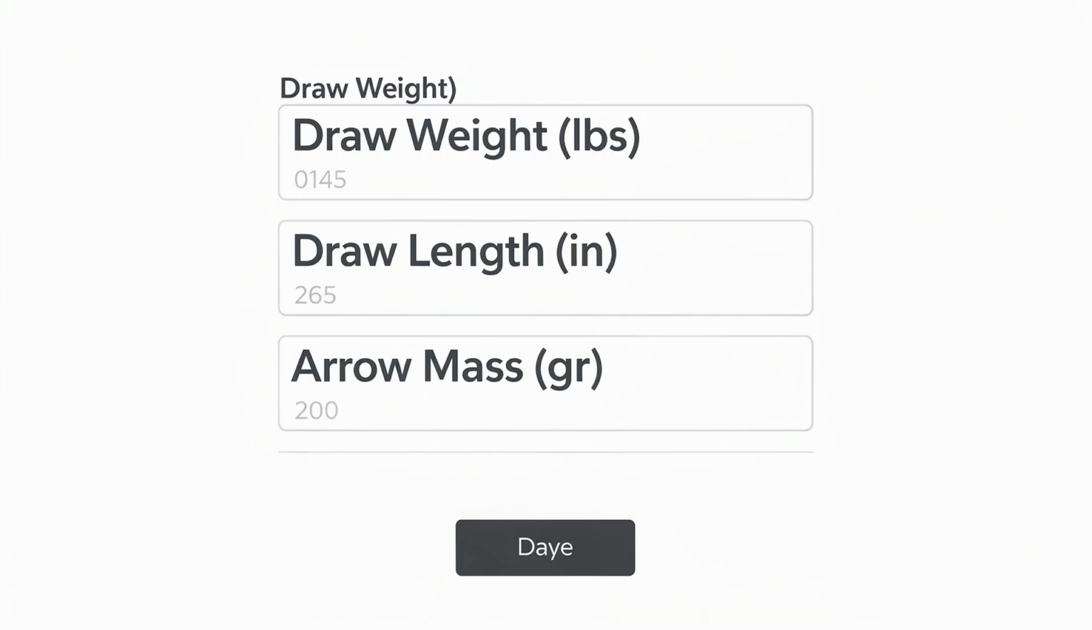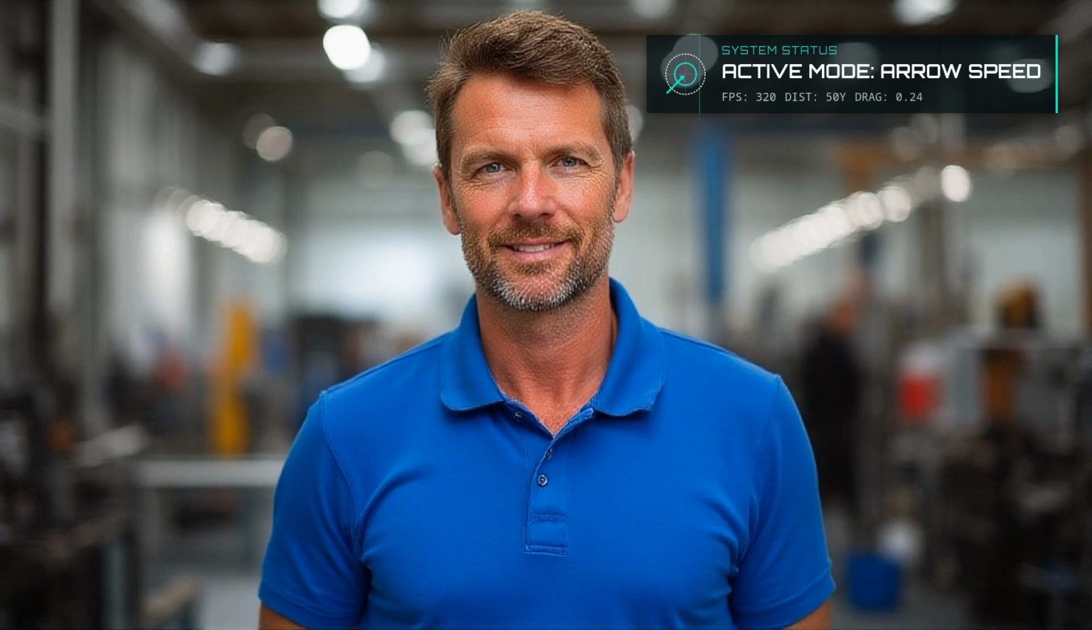The input fields include draw weight in pounds, draw length in inches, arrow mass in grains, and bow efficiency as a percentage. Additional fields appear based on your selected calculation mode, including arrow speed in feet per second, target speed in FPS, measured speed in FPS, distance in yards, and drag coefficient.